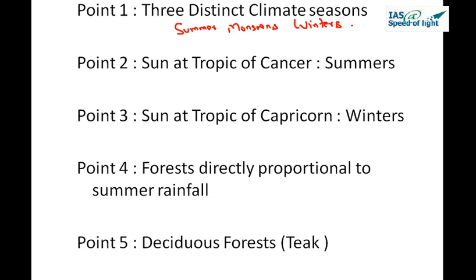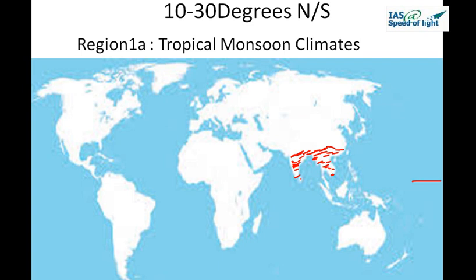Now again we will follow the same logic. Sun at Tropic of Cancer. When sun is at this point, it's going to be summers for the northern hemisphere.